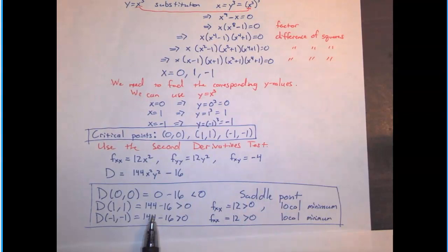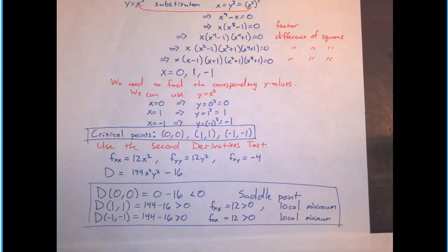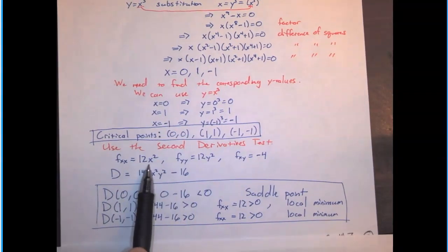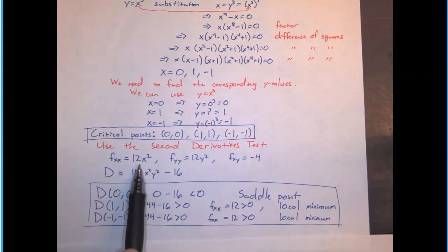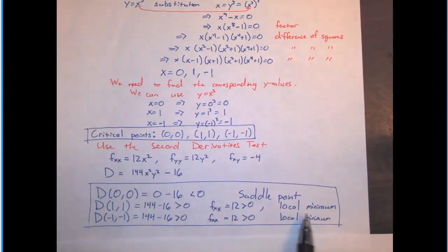If I plug in (1, 1) here, that's going to give me 144 minus 16. I only care about the sign of this. I could do the subtraction and say, okay, this is 128 and it's positive. But you can just look at this and say, okay, this is obviously positive. That's all I care about. Then, if it's positive, I need to look at the second order partial with respect to x. I plug in 1 here. This is also positive. So that means I have a local minimum at that point.